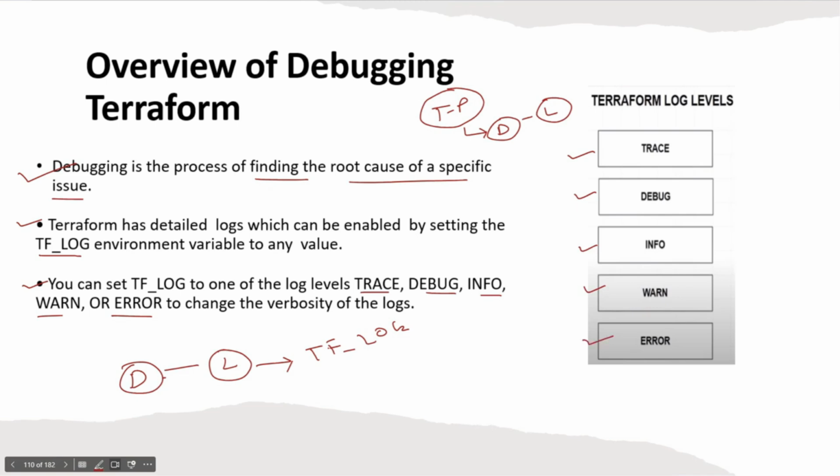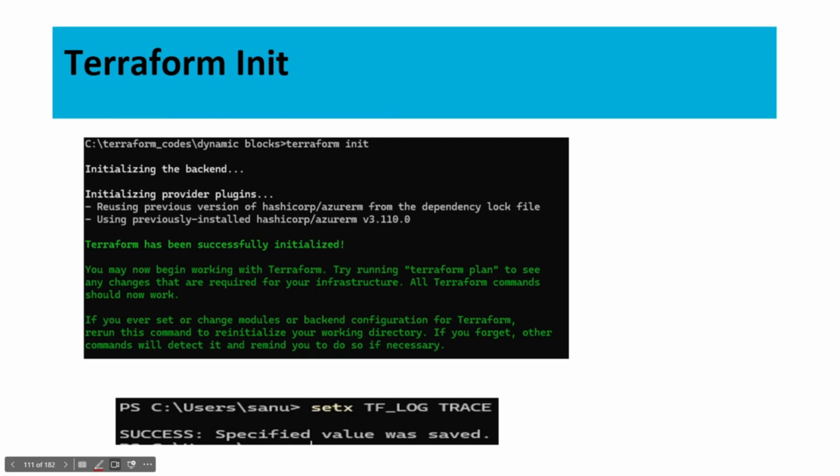If we set the TF_LOG value as trace, automatically it will contain the details about debug, information, warning, and error. If you set TF_LOG to debug, it will have all the values for information, warning, and error. And the same thing will happen for information and warning. Whenever we run Terraform init, this is the default value which we are getting.